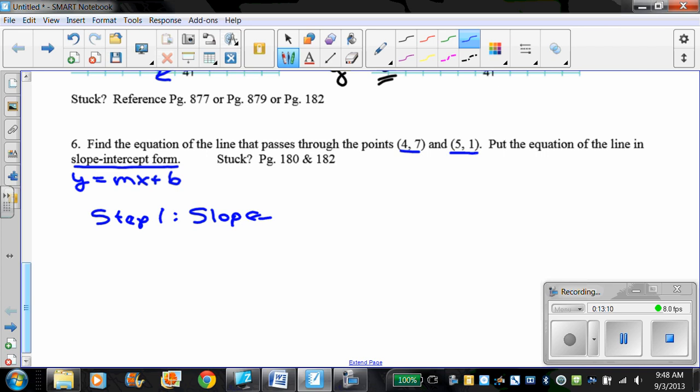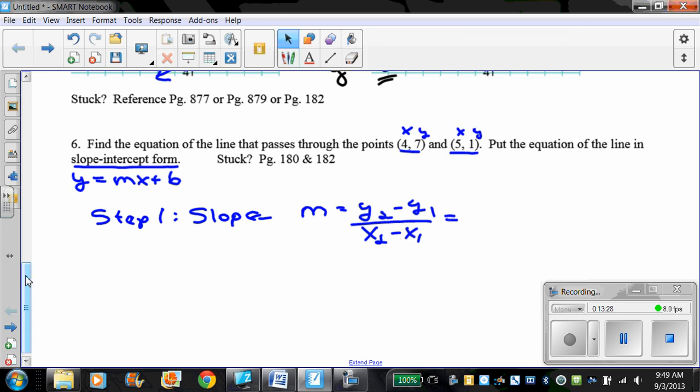The slope formula is y2 minus y1 over x2 minus x1. It's literally just the difference, or the change, in your y versus the difference, or change, in your x. Now this is an xy point, and this is an xy point. It doesn't matter which one you say is 1 or 2. It really doesn't. Just be consistent.